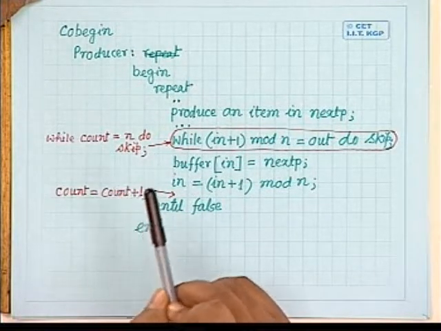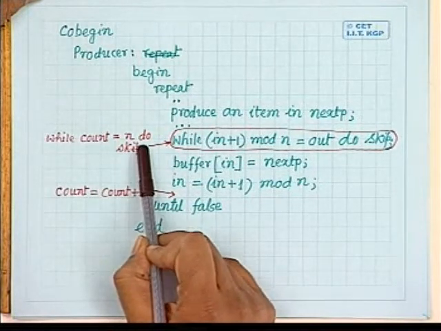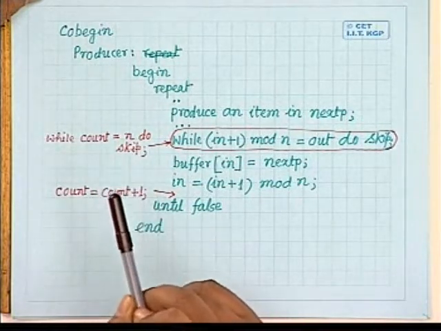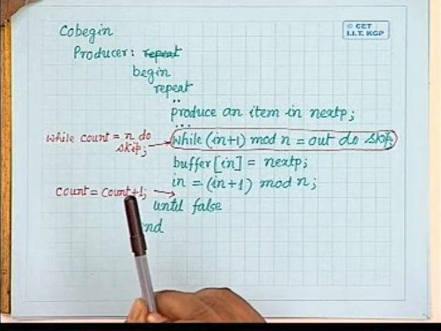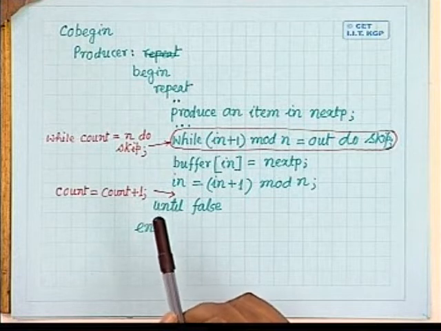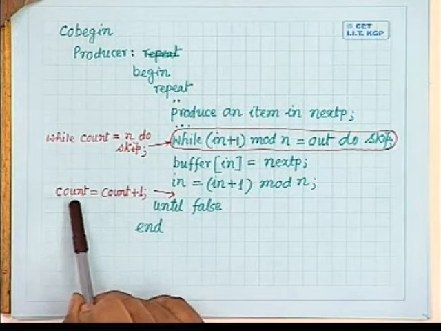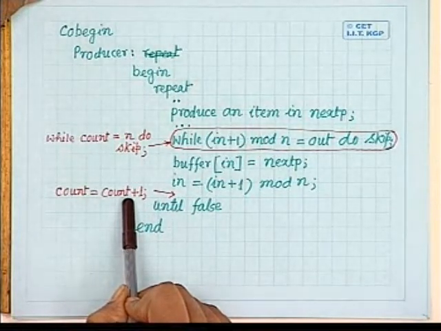Whenever the producer process finds that count is less than n, that means there must be at least one location empty in the buffer where the new item can be placed. So the producer process places the new item into the buffer, and after placing it, it increments the value of count by 1.